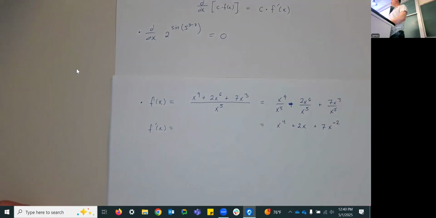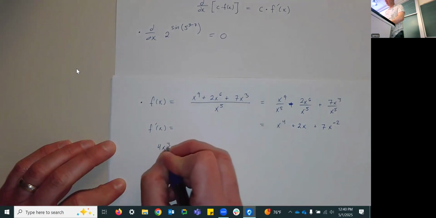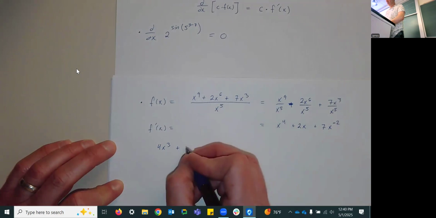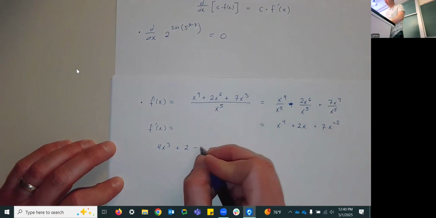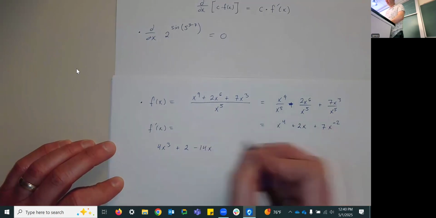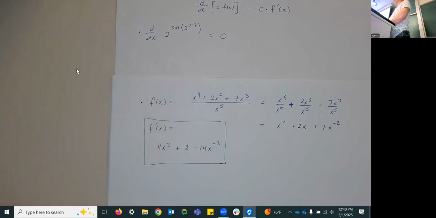So now we're ready to find the derivative because we've rewritten the function in a much, much simpler way. Our derivative is going to equal, let's see, the derivative of x to the 4th is 4x cubed. The derivative of 2x is just 2. And the derivative of 7 times x to the -2nd is 7 times -2, so -14 times x to the -2 minus 1, which is -3. So there's our derivative. I'll say it a lot. I'll keep saying it. It almost always makes a lot of sense to simplify your function before taking the derivative, if it's possible.